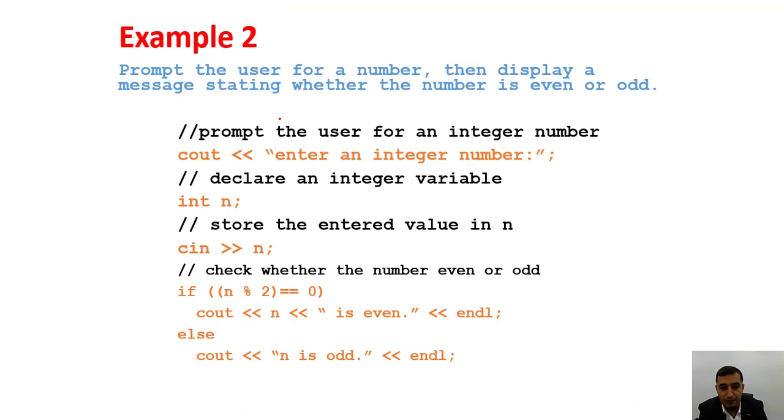Another example here: we ask the user to enter a number, then display a message stating whether this number is odd or even.